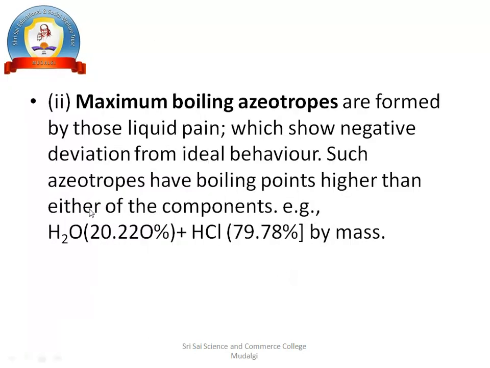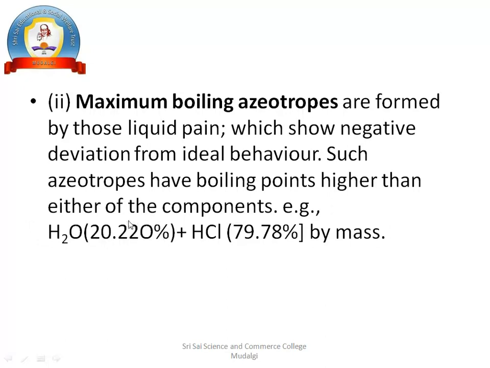So maximum boiling azeotropes are found in liquid pairs which show negative deviation from ideal behavior. Such azeotropes have a boiling point higher than that of the components. An example for this one is water with HCl.